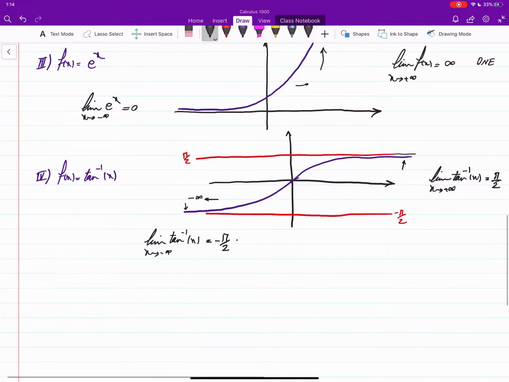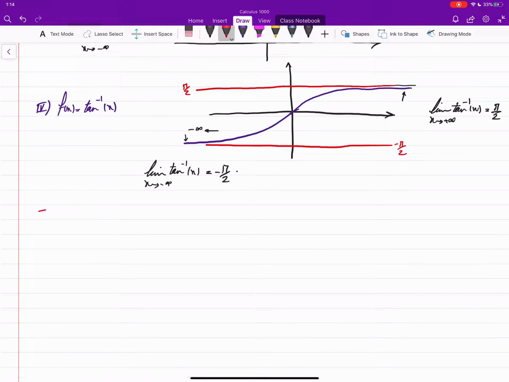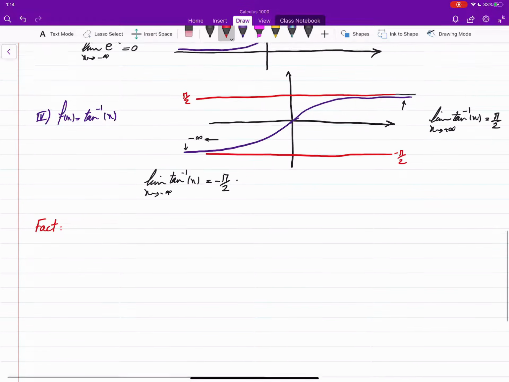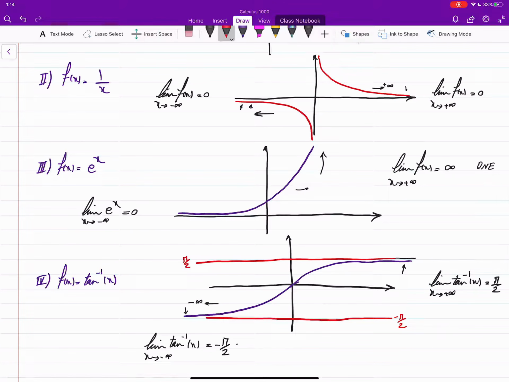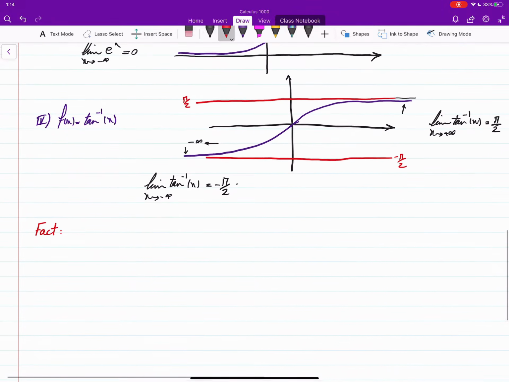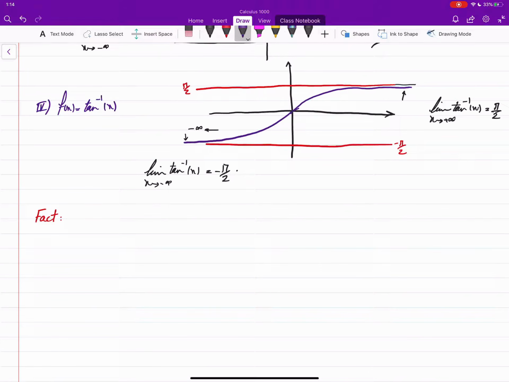Indeed, we have generalized versions of these guys. I will write that as a fact, while your book says theorem. It says not only 1 over x, but also the limit of 1 over x to the power r, for r positive, any positive number: 1 over x to the power 2, 1 over x to the power 1 over 3, something. These guys are going to be 0.